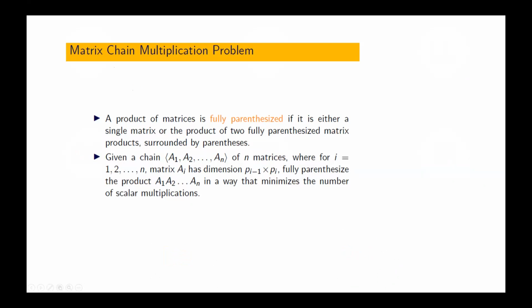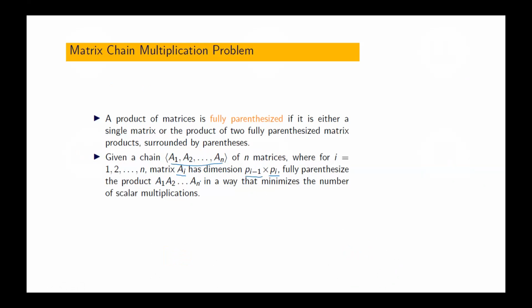So in the last class, we discussed the matrix chain multiplication problem. Let us recall the definition. What is given as input here? We are given a chain of n matrices A1 to An, where the ith matrix Ai has p(i-1) rows and p(i) columns.